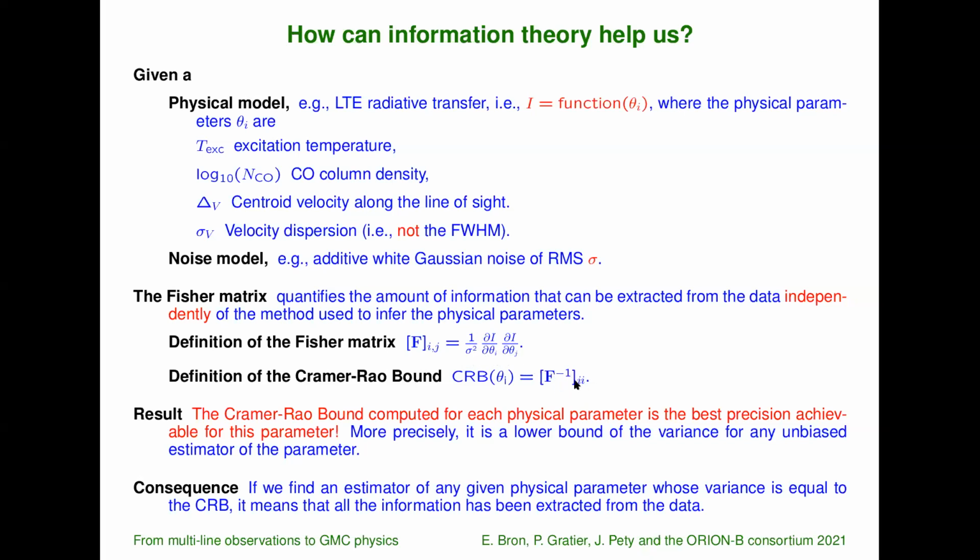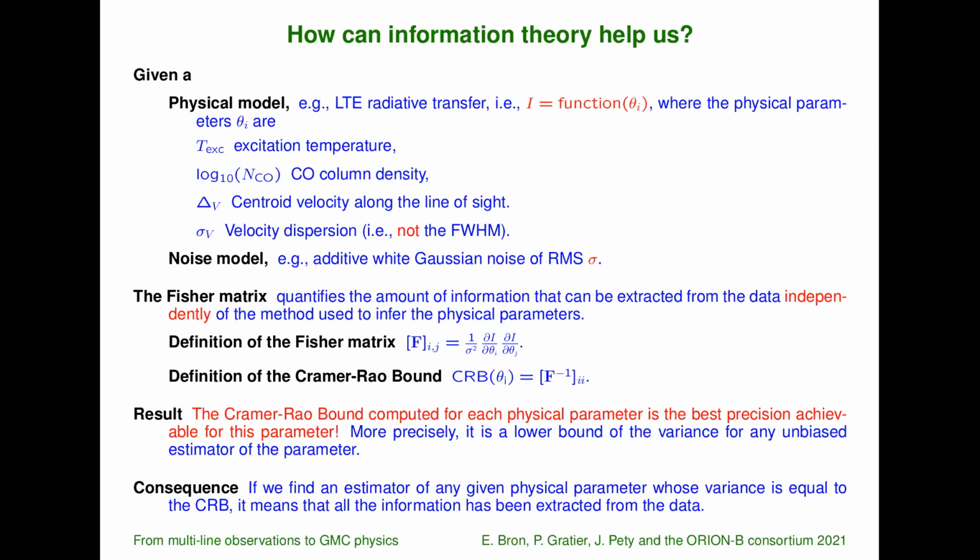If you take the diagonal terms, for instance F minus 1 ii, you get what is called the Cramer-Rao bound for the parameter theta i. So what is this bound? It can be shown that this bound is the best precision that is achievable for this parameter. More precisely, it means that this is a lower bound of the variance for any unbiased estimator of the parameters. So why is this important?